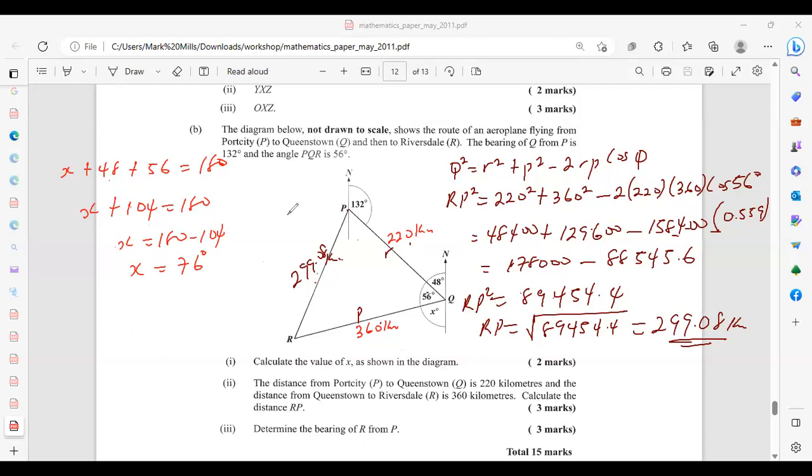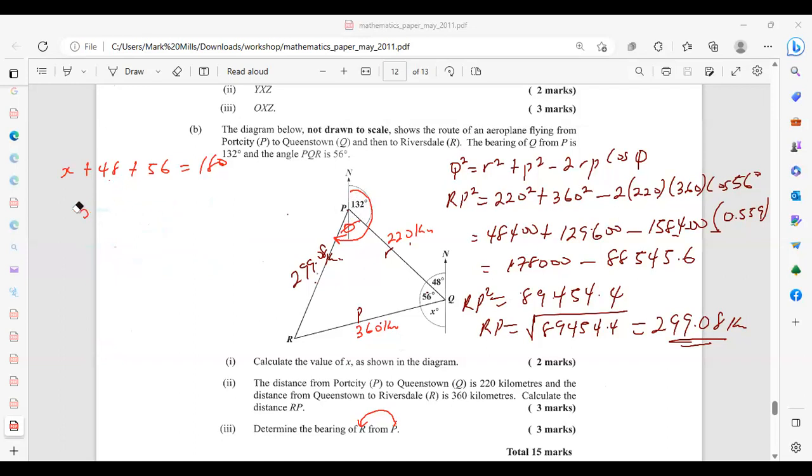So from P, you want to go to R, right? We want to determine the bearing from P, you want to go to R. From P, you want to go to R. So you start from the North Pole, I repeat. You start from the North Pole until you reach the R line. Everybody see that? So one part of the journey, we know that one part already, which is 132. So we need to find out the missing side there, which would be this theta, right? Everybody see that?